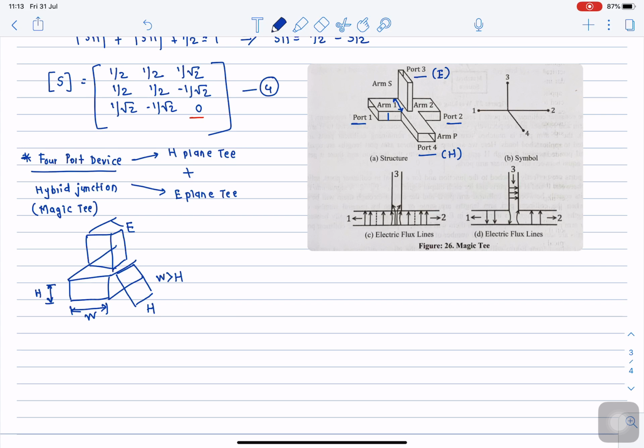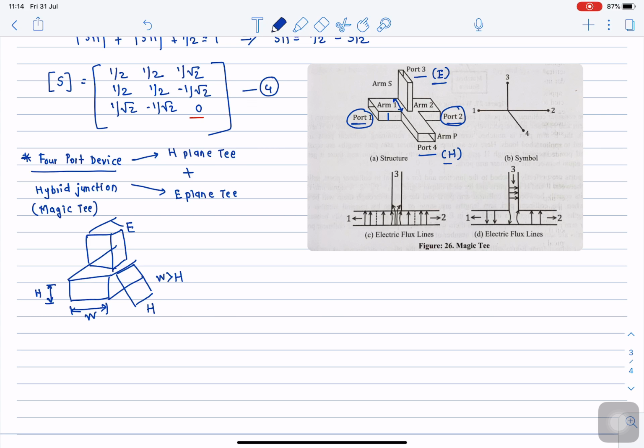This device will then consist of 4 different ports, out of which 2 ports are located in the collinear arm, and these are port number 1 and port number 2. The port which is located vertically to the broader dimension, we call the electric arm, and the port which is located along the shorter dimension of the waveguide, we call the H-plane arm.